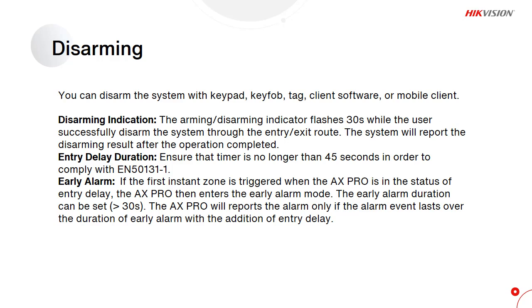EN50131-1. Early alarm. If the first instant zone is triggered when the AX Pro is in the status of entry delay, the AX Pro then enters the early alarm mode. The early alarm duration can be set greater than 30s. The AX Pro will report the alarm only if the alarm event lasts over the duration of early alarm with the addition of entry delay.